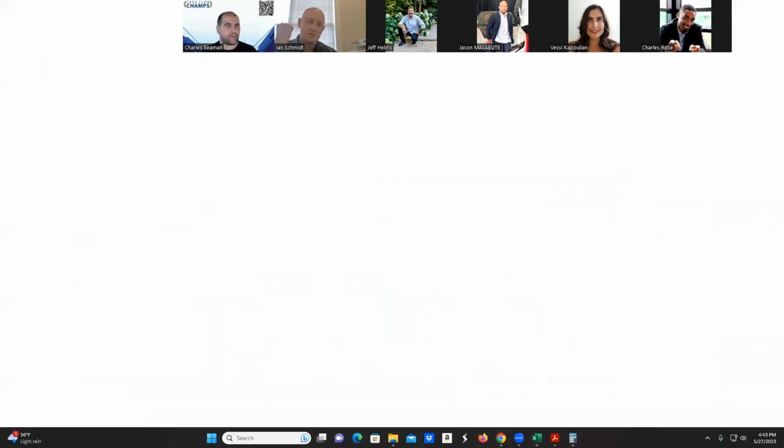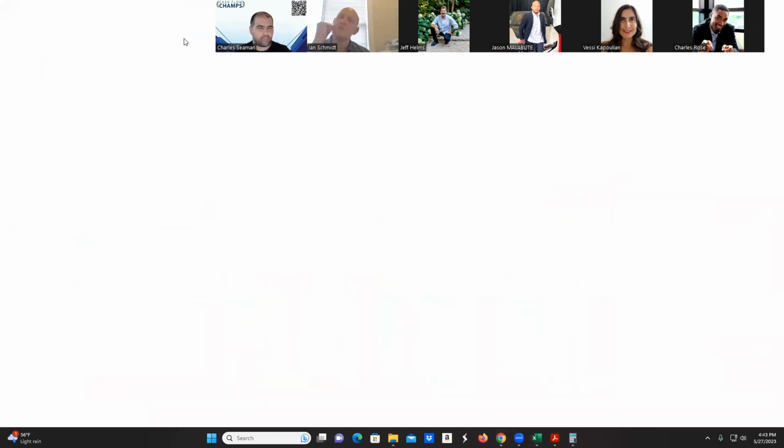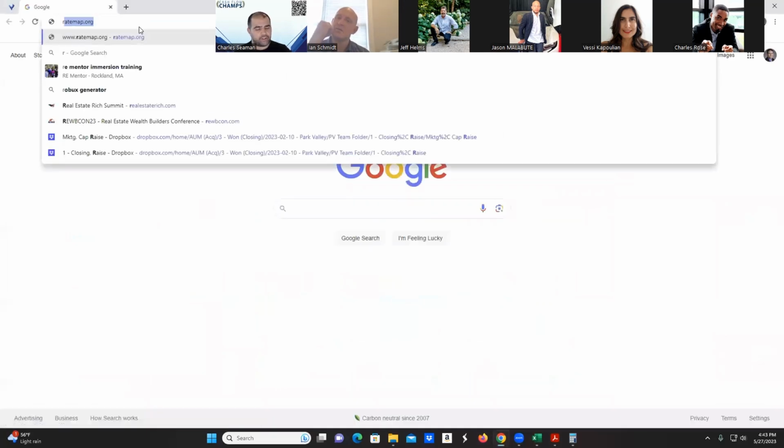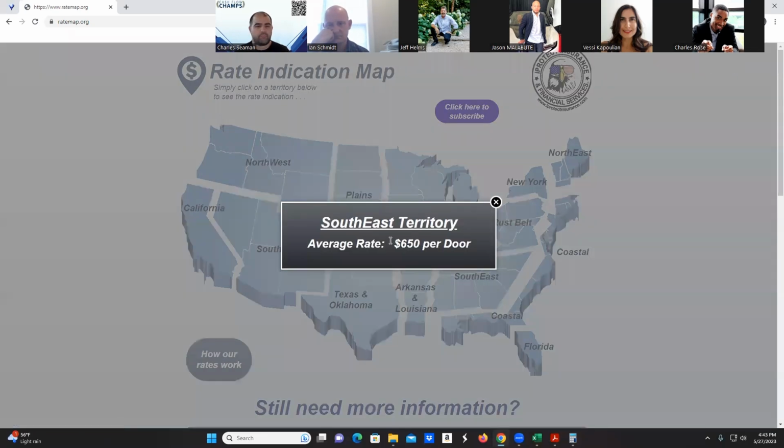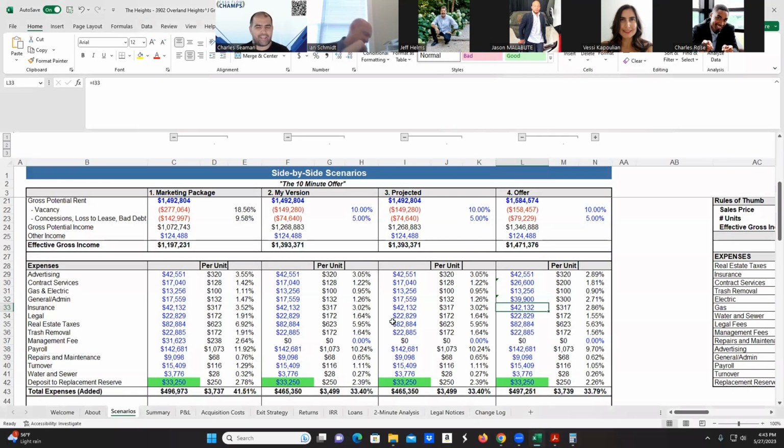So let's go to ratemap.org. We'll kind of use that as a starting point. And another thing you could always do is just increase the number by 20 to 25% of where the seller is. That's probably a good starting point. But they're showing in the Southeast, $650 a door, and that's an average, guys. So, you know, A, B, and C's across the board. But I'm going to bump it up to 650 just because insurance premiums have been going pretty high as of late.